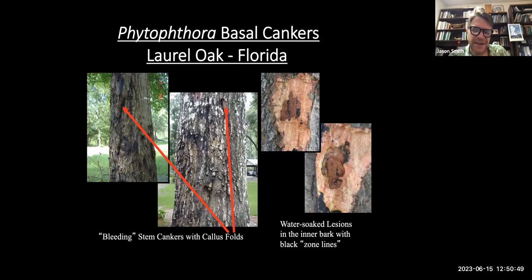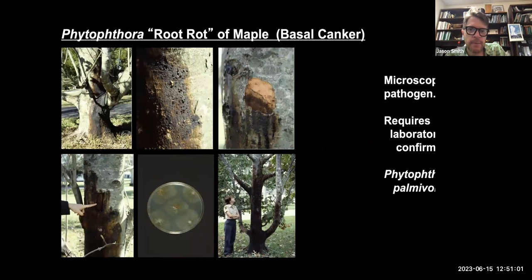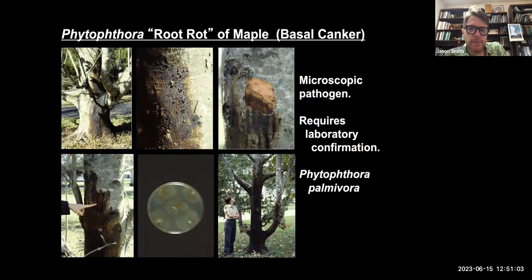The trees usually don't die from it, but they just kind of look ugly and start to decline. We also can see it on red maple. Here it is on red maple. But there's different Phytophthora species, and for confirmation, you'd need to send samples to a lab.